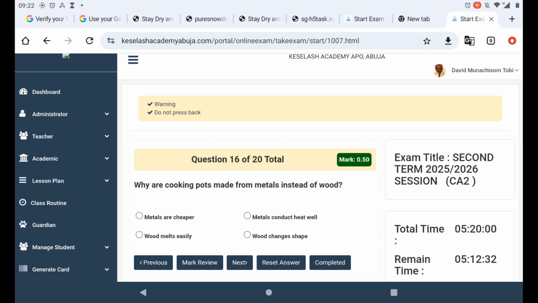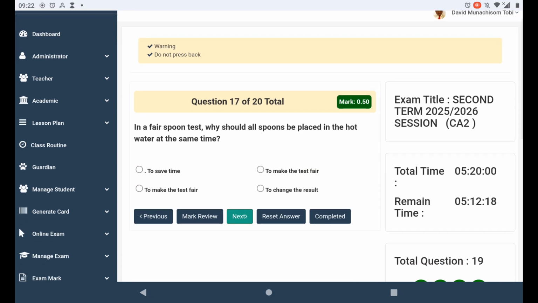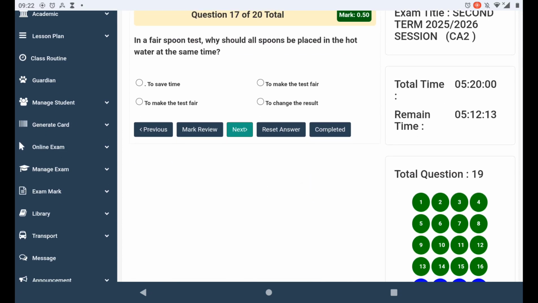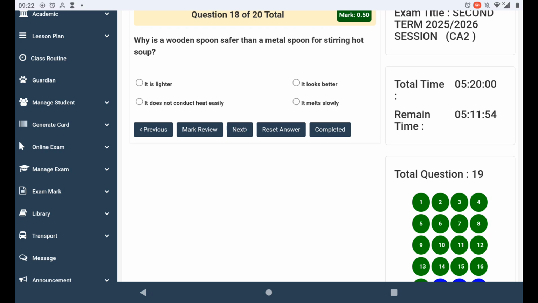Now, why are cooking pots made of metal instead? Metal conducts heat. Yeah, metal conducts heat. Now, in a fair test, why should we put them in hot water at the same time? To make the test fair. Yes. To make the test fair. Wow. I'll press this and press next.